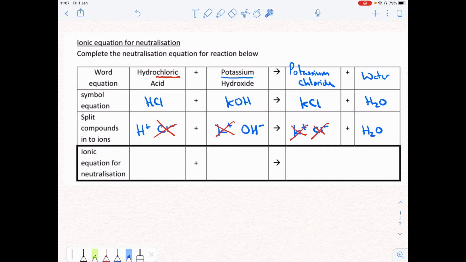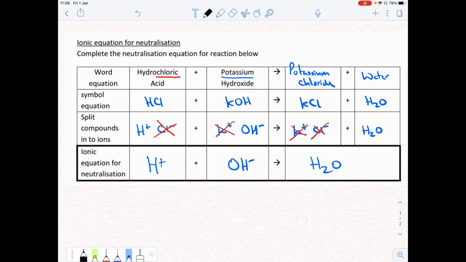My hydrogen ion is here, and you can see it doesn't exist as a hydrogen ion over here. It's now formed water, so it has changed. So I'm going to leave that in the equation. Same for my hydroxide ion. It doesn't exist on this side, but it has formed water here, so it's changed. I'm going to leave that in the equation. So all I have left is a hydrogen ion plus a hydroxide ion forming water. This is now the ionic equation for a neutralization reaction.